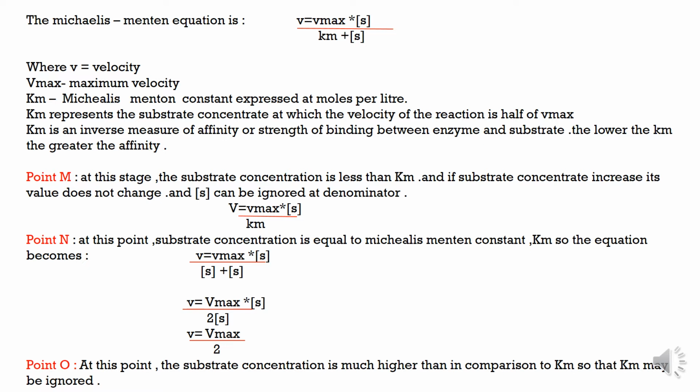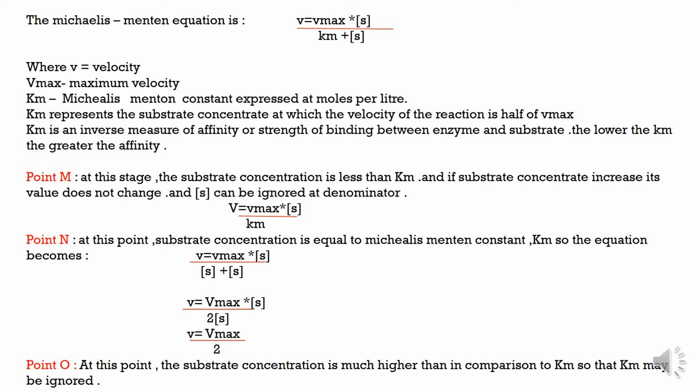The Michaelis-Menten equation is V equals Vmax multiplied by S divided by Km plus S, where V is the velocity, Vmax is the maximum velocity, and Km is the Michaelis-Menten constant expressed in moles per liter. Km represents the substrate concentration at which the velocity of the reaction is half of Vmax, and Km is an inverse measure of affinity and strength of binding between enzyme and substrate.